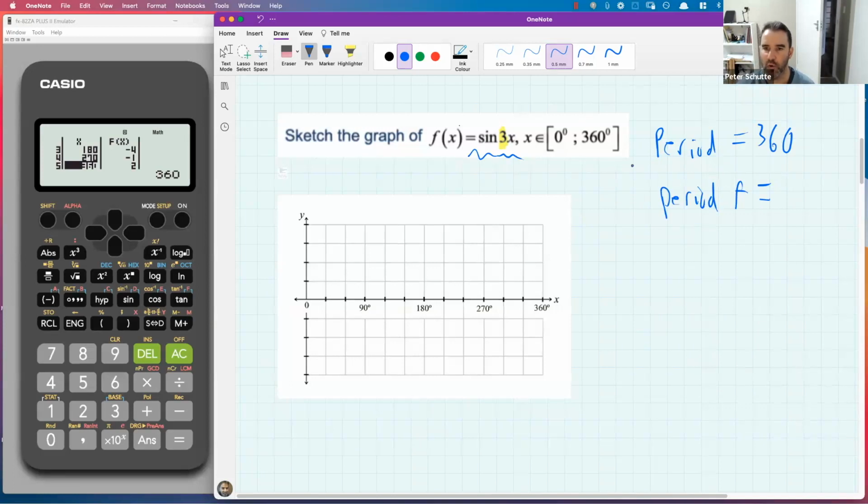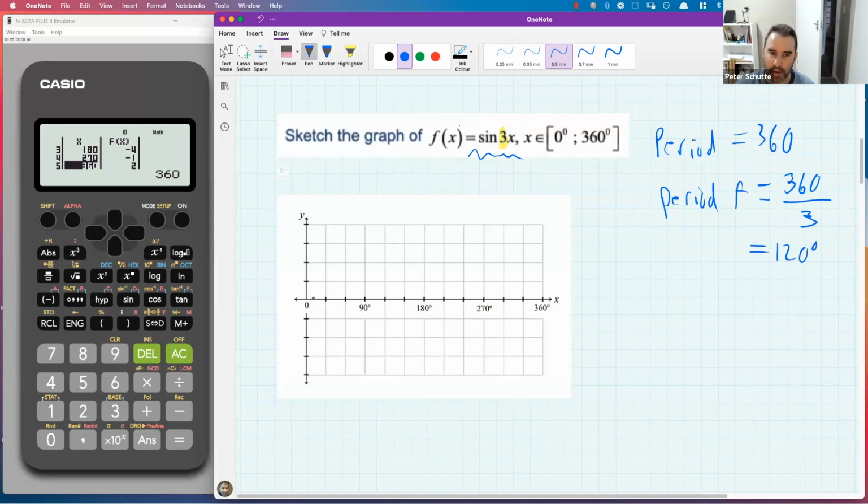Okay, so all that we do is we do something to 360, which is the original, and we change it using the 3. Yes, Annie, it's 120. The new period is 120 because we divide 360 by 3 and we get 120 degrees. So we basically just take the normal period and divide by whatever the number is in front of the X. So now what we have is a full cycle of the sine graph will happen in 120.